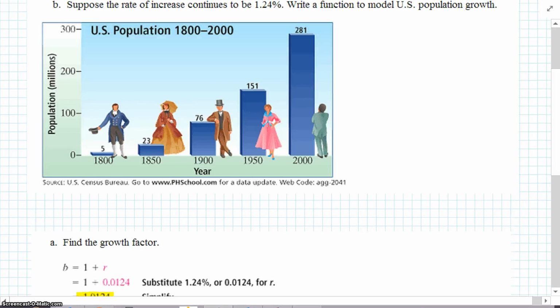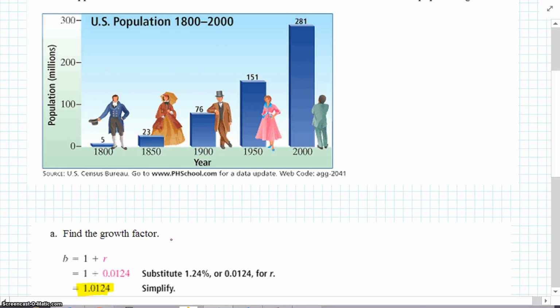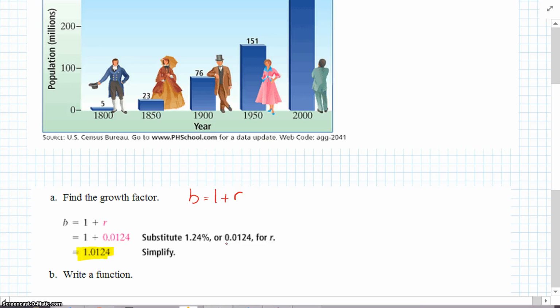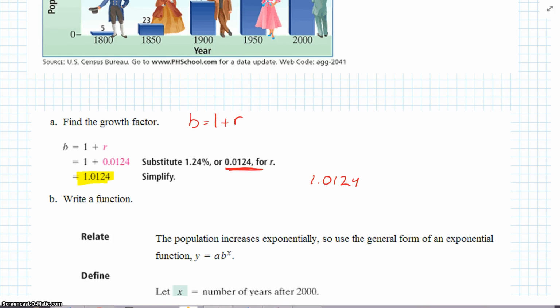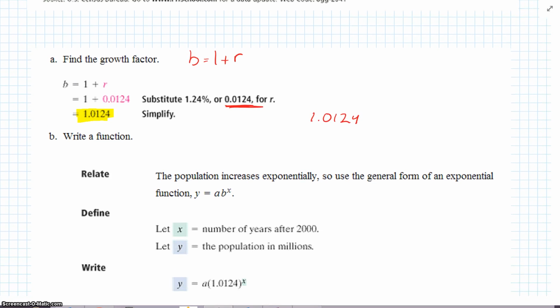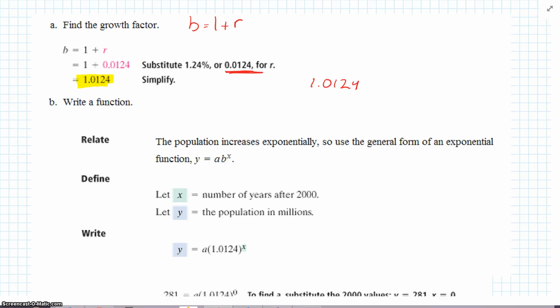Step 1, find the growth factor. That's just b equals 1 plus r. We knew the rate was 1.24%, so we convert that to a decimal, 0.0124. So our r value is 0.0124, and our b value is 1.0124. That is our growth factor. Now we have to write a function: y equals ab to the x power. So the population increases exponentially.